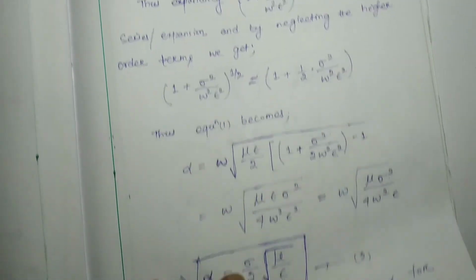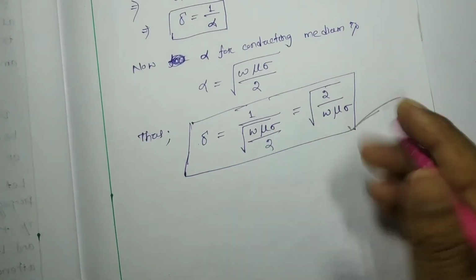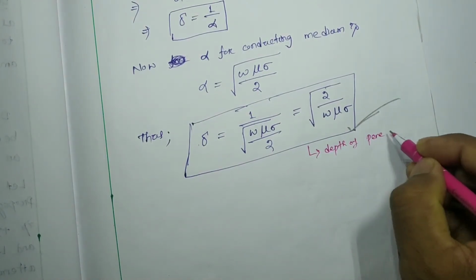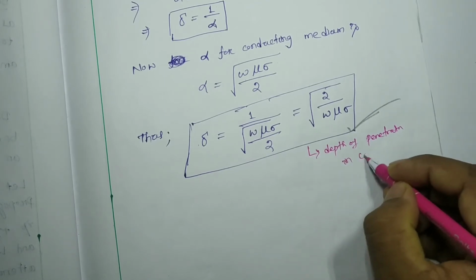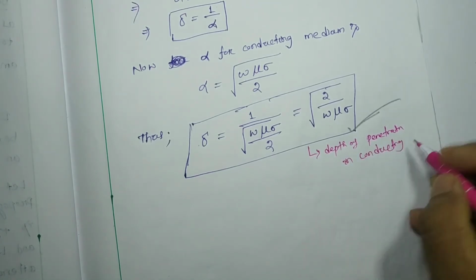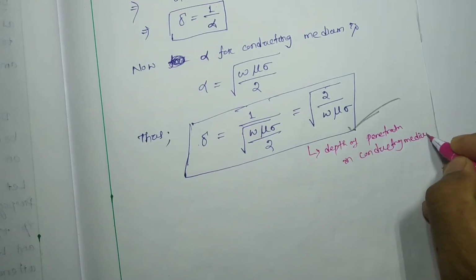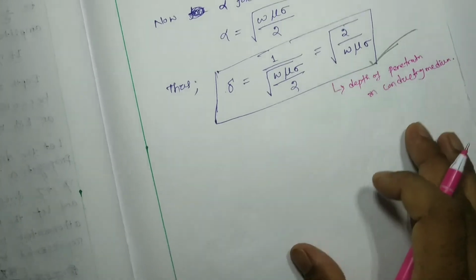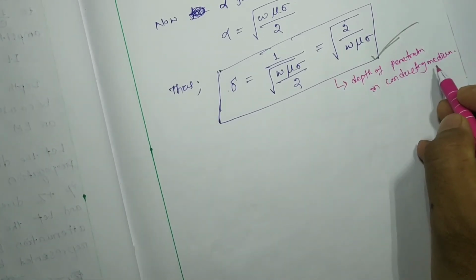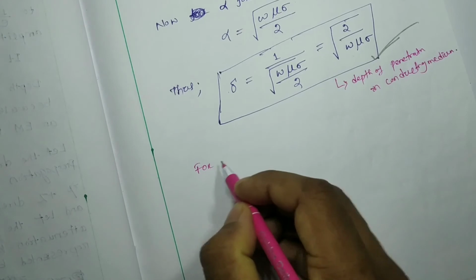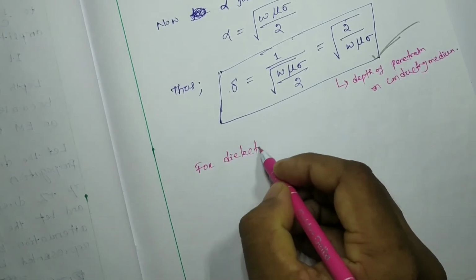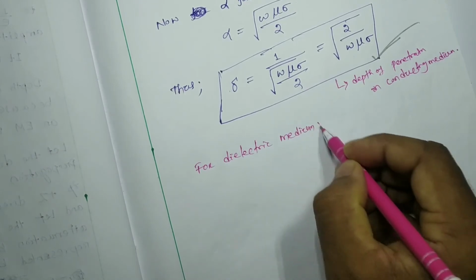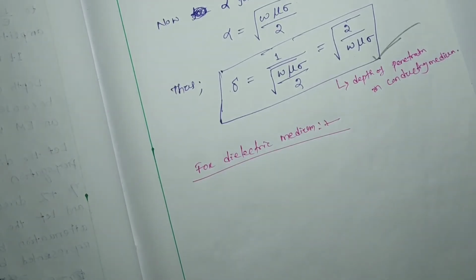Now likewise, this is the depth of penetration in conducting medium. Now you can ask, sir, could we not find the depth of penetration in a dielectric medium? Yes, for a dielectric medium, what is the value of delta? That we are going to calculate here. It is very, very simple. We just have to substitute the alpha value.